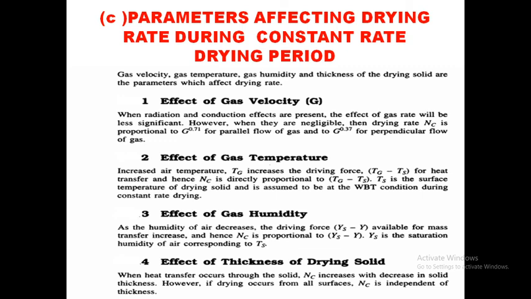Second parameter, effect of gas temperature. As air temperature increases, Tg also increases. Tg is nothing but the dry bulb temperature. So the driving force Tg minus Ts for heat transfer increases, and hence Nc is directly proportional to Tg minus Ts. Ts is the surface temperature of the drying solid and is assumed to be at WBT condition during constant rate drying.